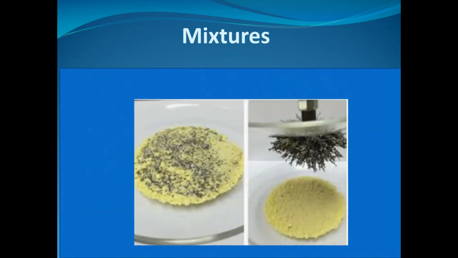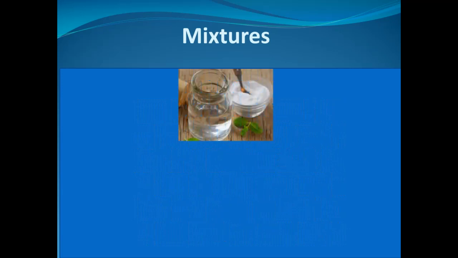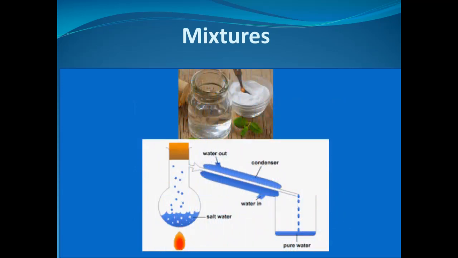So there is sulfur and iron mixed together. You can see the components. Heterogeneous, it can be separated using the magnetism of the iron. There is salt water. Salt water can be evaporated using the Liebig condenser. The water can be cooled and you can collect the water and the salt will remain in the jar.